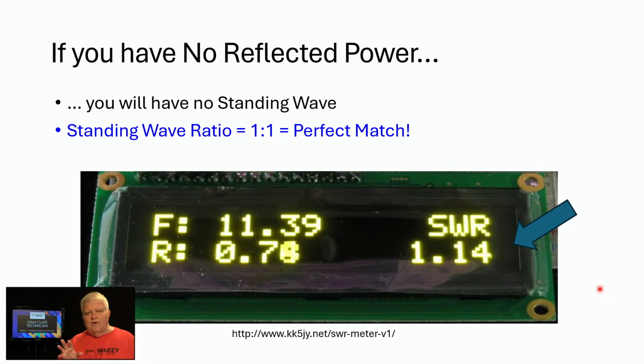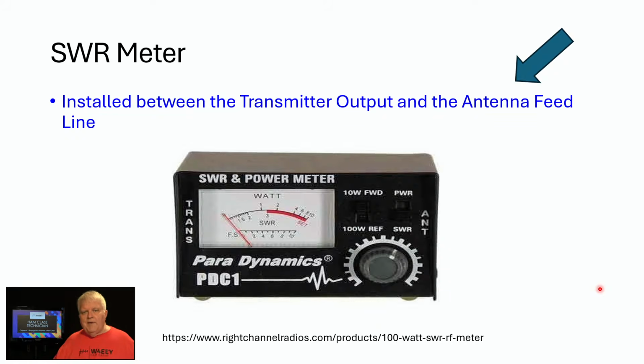Always in a standing wave ratio, the bigger number is going to be first. So you can have a 2-to-1 standing wave ratio or a 3-to-1 standing wave ratio. You can never have a 1-to-3 standing wave ratio. That doesn't work. But it's showing you the ratio of impedances. And you can buy meters like this one. It's installed between the transmitter's output and the antenna feed line, and by setting it up and calibrating it, you can read the standing wave ratio.